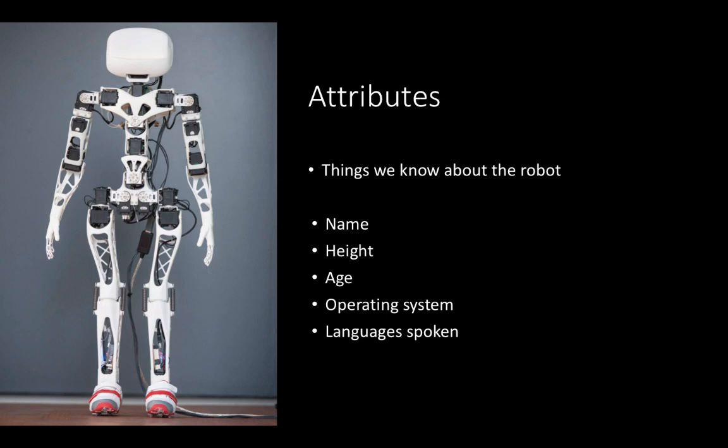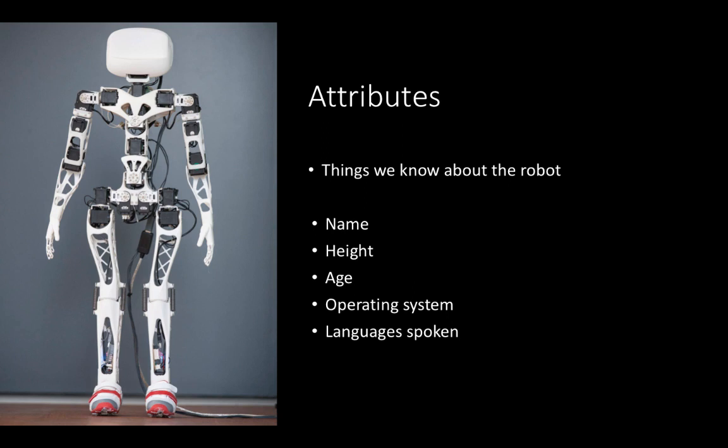What do we know about this robot? Well, the robot that we have has some attributes. These are things that we know about it. So it could be its name, its height, its age, its operating system, what languages it speaks. You can come up with a big list of these things, but essentially these are things that we know about the robot, and we could represent them as name-value pairs. So we could say the name is equal to whatever the robot's name is. The height is equal to whatever the height is.